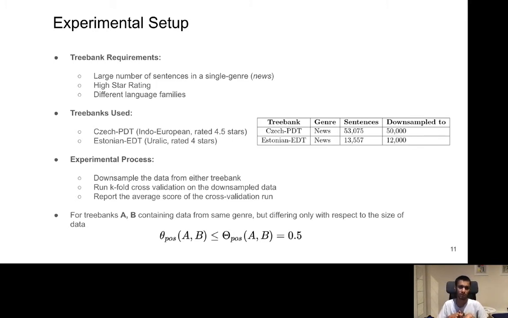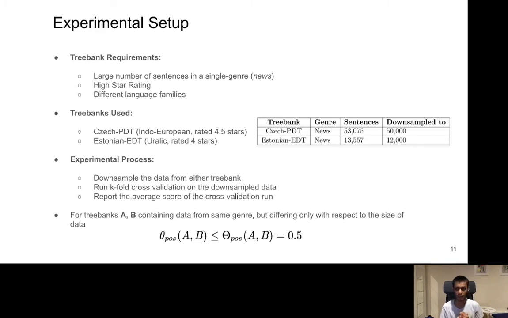The experimental process: downsample the data from either treebank. This is an optional step, and we run k-fold cross-validation, and the downsampling was just so that the k-fold could split the treebank into equal chunks. Otherwise there's no need for it. We report the average score of the cross-validation runs and then check the behavior of the theta POS limits.